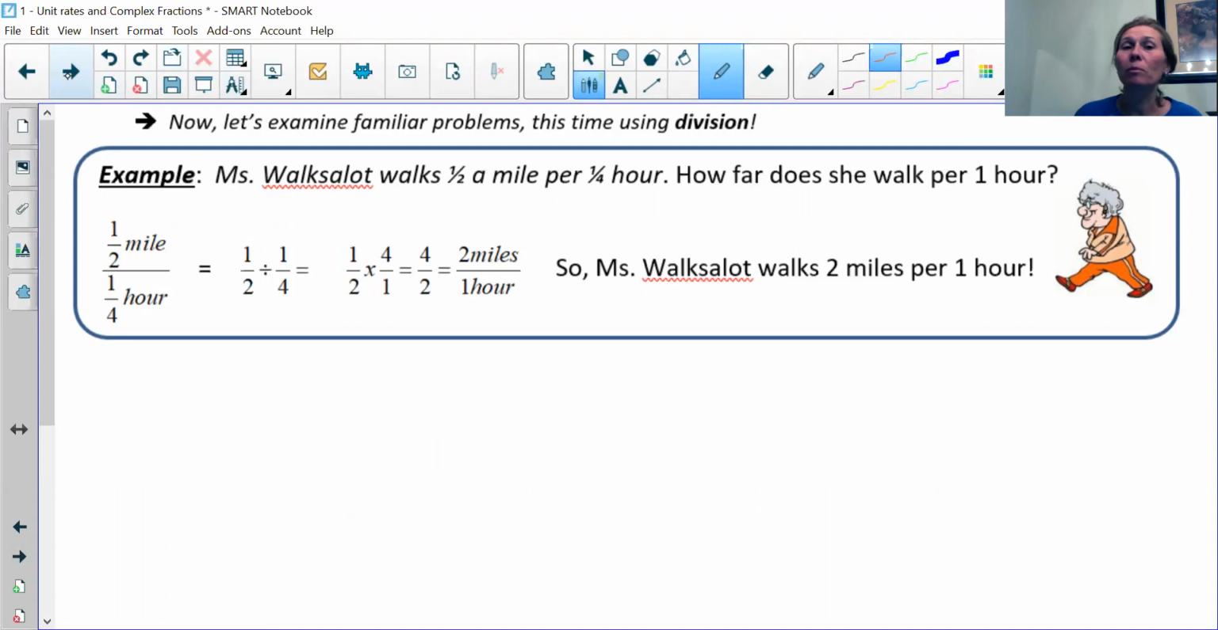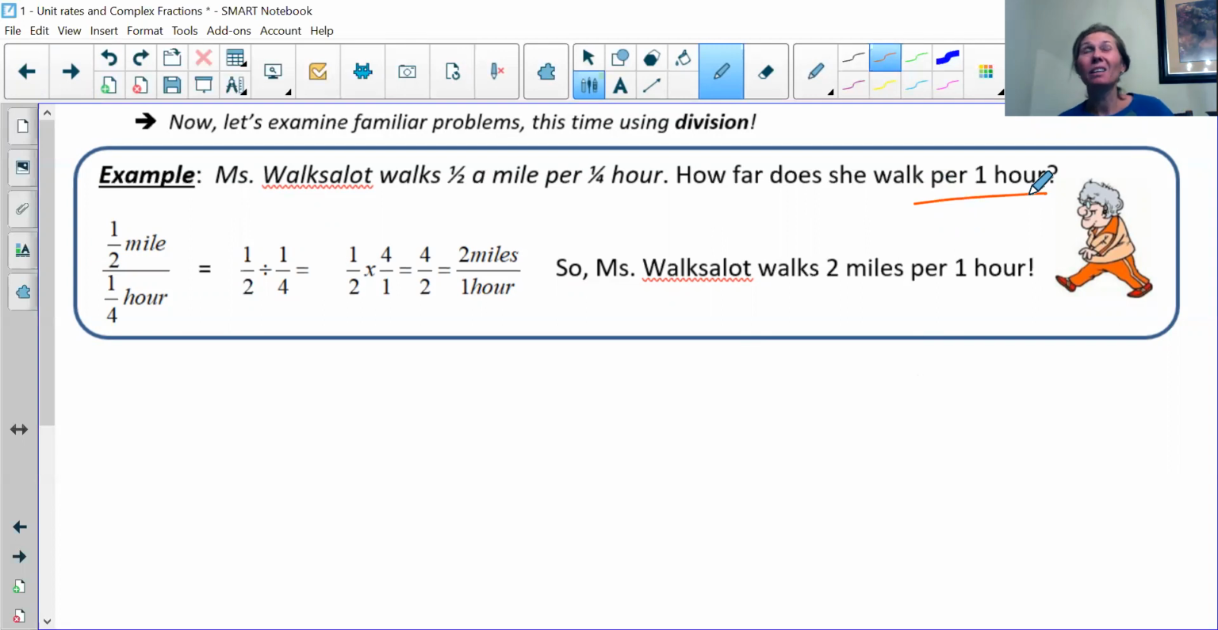Now let's examine familiar problems, this time using division. Miss walks a lot, walks 1/2 a mile per quarter hour. How far does she walk per hour? Now, let's go back to here, per hour.